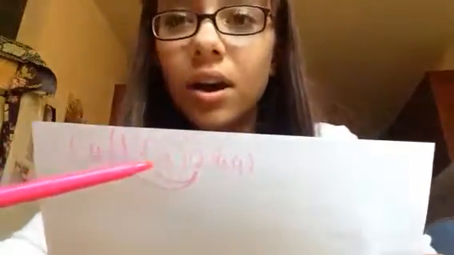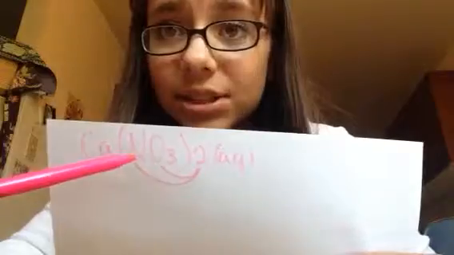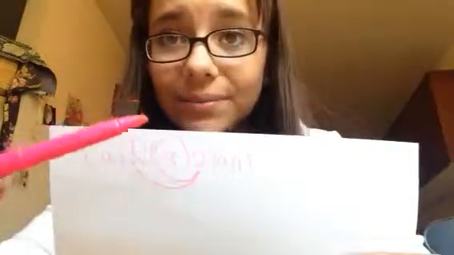So now, this isn't just O3. This is O6, because 3 times 2. And this isn't just N, it's N2. Okay? So when there's parentheses, the number after the parentheses affects both. It affects the whole thing. Okay? So remember that.